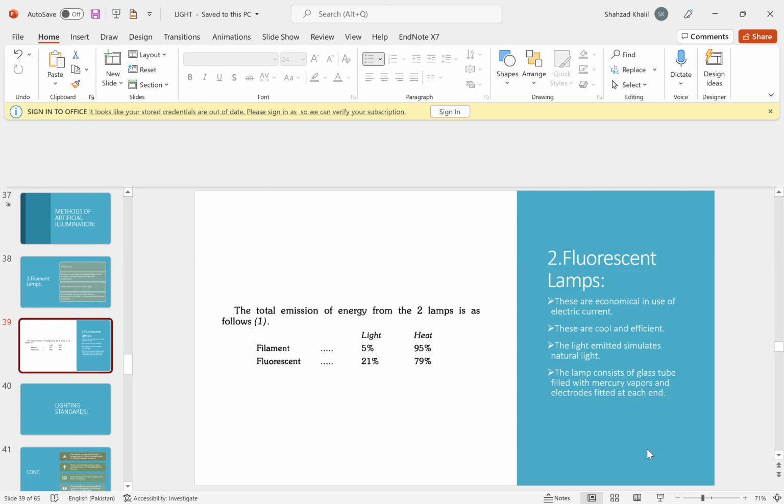Of the total emission of energy by the two lamps, in the filament lamp the light is 5% and heat is 95%. In the fluorescent lamp, the light is 21% and heat is 79%.